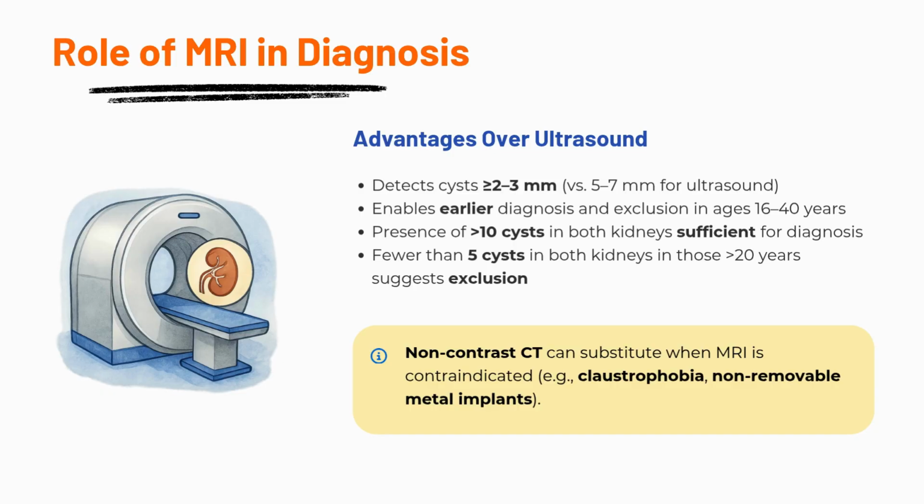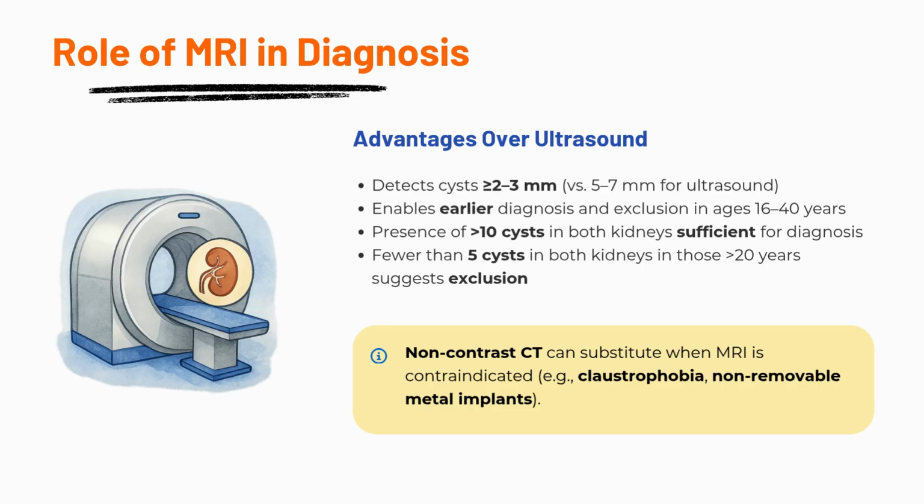It can detect a very small cyst as small as 2 to 3 millimeters, compared to the ultrasound, which usually detects cysts only when they are like 5 or 7 millimeters or larger. Because of this higher sensitivity, MRI allows earlier diagnosis, especially in younger patients between 16 and 40 years. This is very important in screening at-risk individuals. MRI also provides more precise criteria.